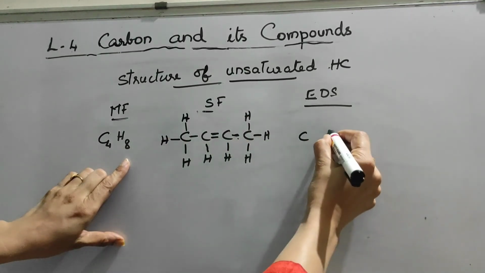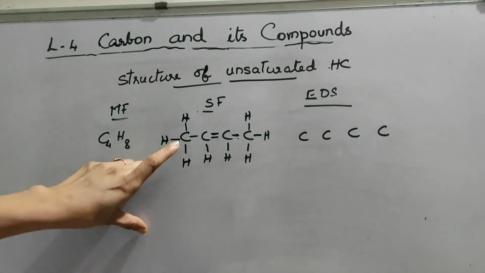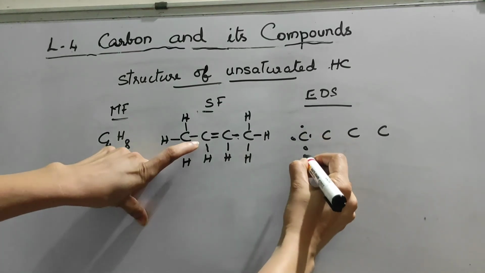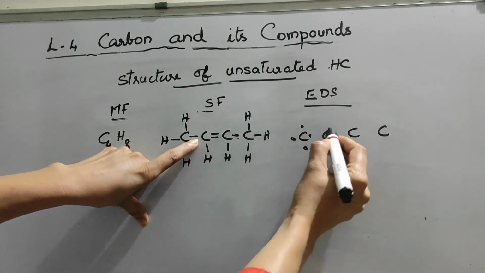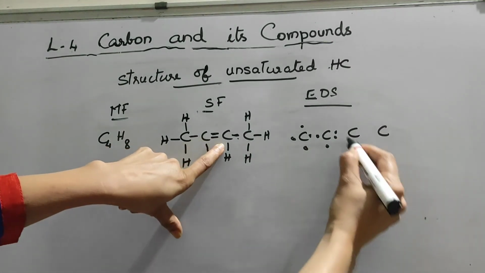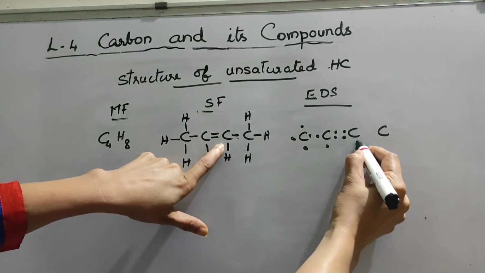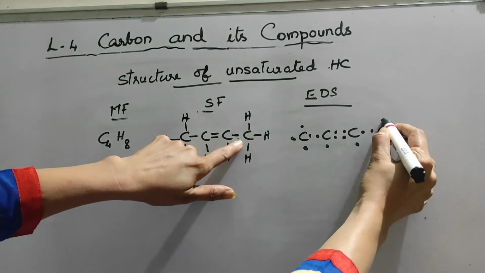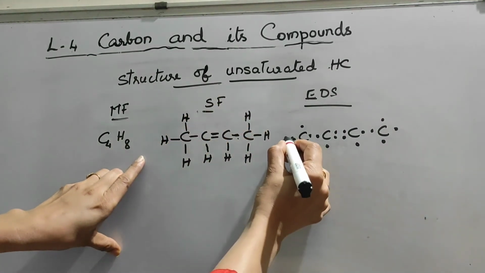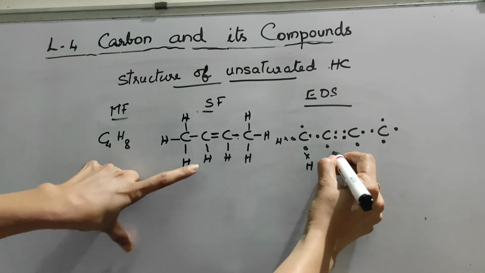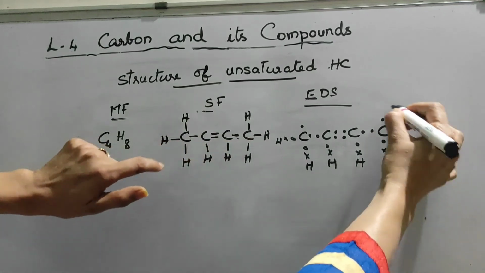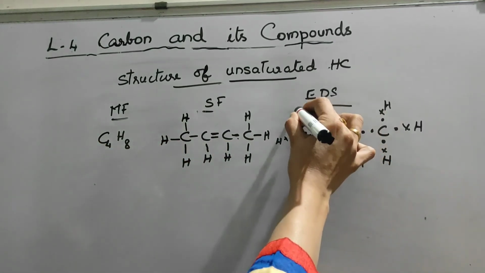4 carbon, 1, 2, 3, 4. Look at that. In the first carbon, 1 electron on 4 sides: 1, 2, 3, 4. Second carbon, this side 2 electrons. So first you mention 1, 2, down 3 and 4. Third carbon, here 2 electrons. 1, 2, 3, 4. Last carbon, 1, 2, 3, 4. Next, fill the hydrogen. Wherever hydrogen is there, same way you have to fill it. 1 hydrogen here, 2, 3, 4, 5. Here it is 6, 7 and here it is 8.